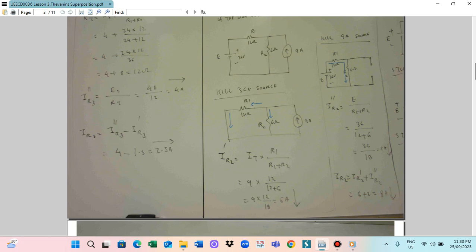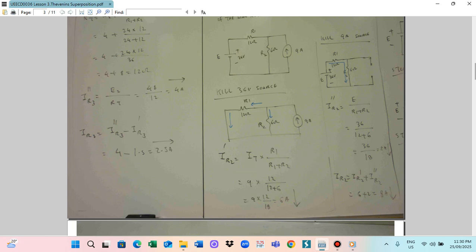IR2, you can calculate. So E divided by R1 plus R2. E is 36 volt, R1 is 12 plus R2 is 6. So 36 divided by 18, so 2 ampere. IR2 is going down, 2 ampere.